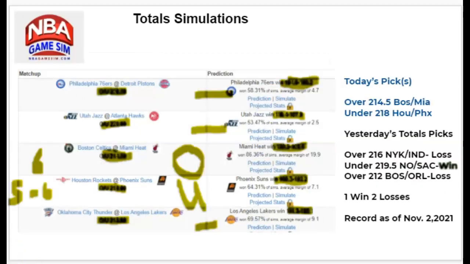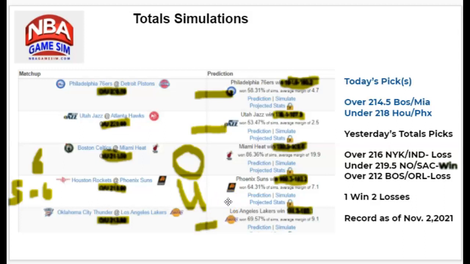GameSim does have the totals, and I looked over a couple for you today. Not too much that's standing out. We do have maybe 1 over and 1 under. The over would be in the Boston-Miami game of 214.5. Again, they have the simulation here of a final score of about 120 to 100. That's about a 6-point variance to the over. As you can see in my notes here, as I quickly go through these games. And then about a 5 to 6 point variance on the under 218 in the Suns-Houston game.